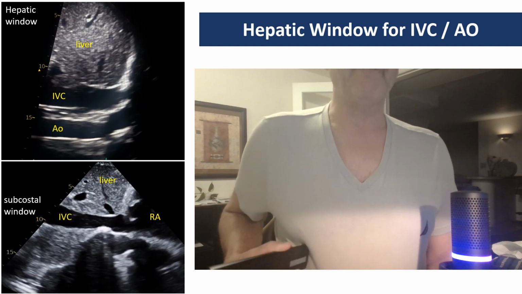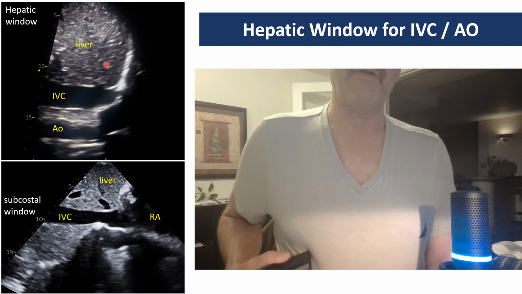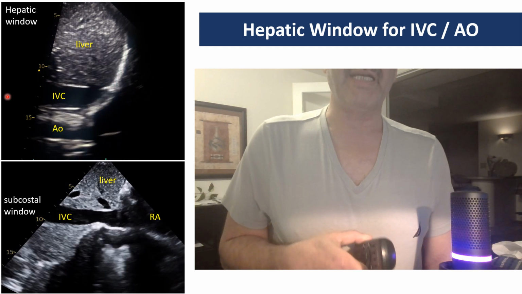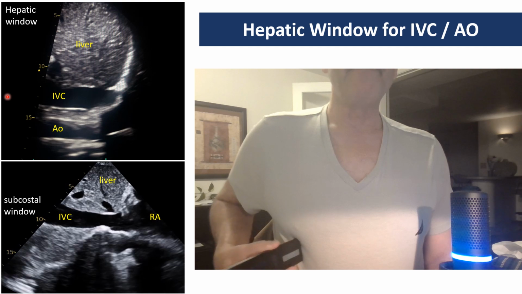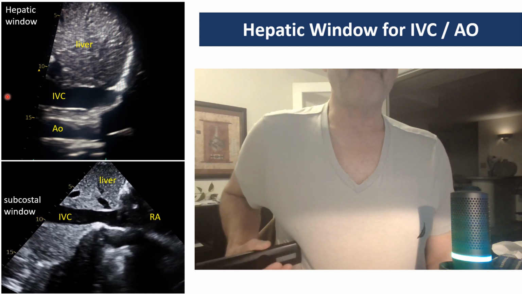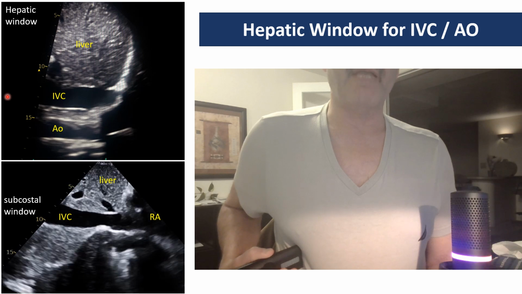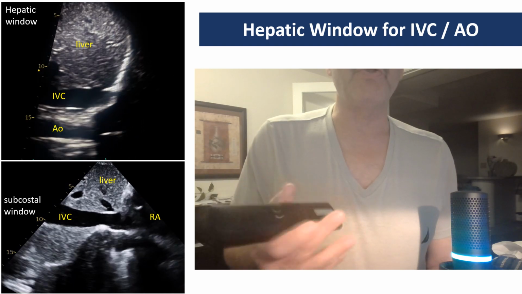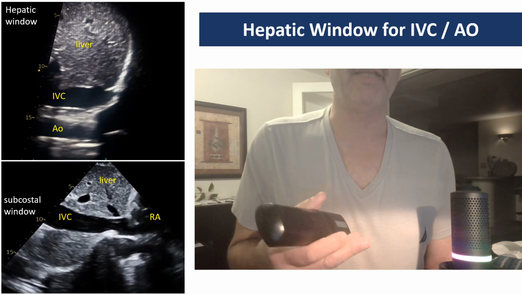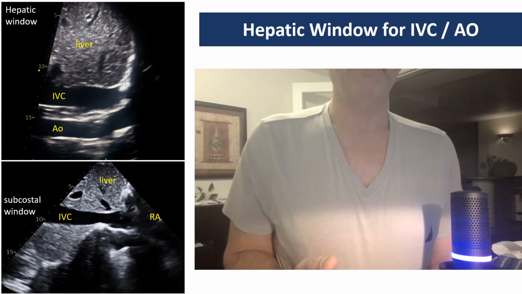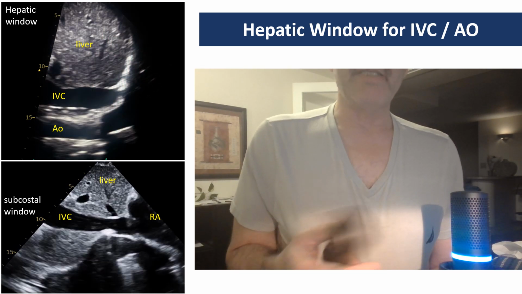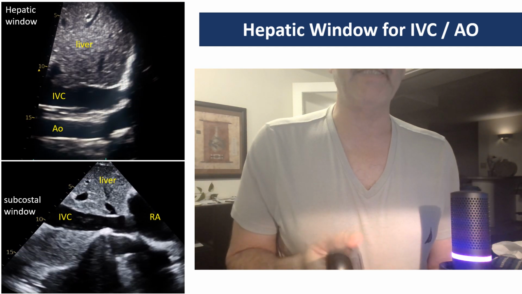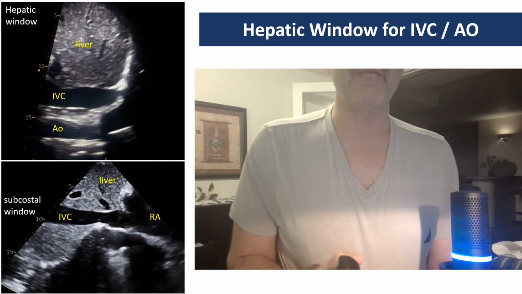So this hepatic window is very helpful, and I recommend to all of you, whenever you don't see the IVC clearly, or you don't have a subcostal window, go to the hepatic window and fan it. Almost always, except in those cases where the patient has fatty liver grade 2 or 3, or some pathology in the liver, where the penetration of the sound decreases.